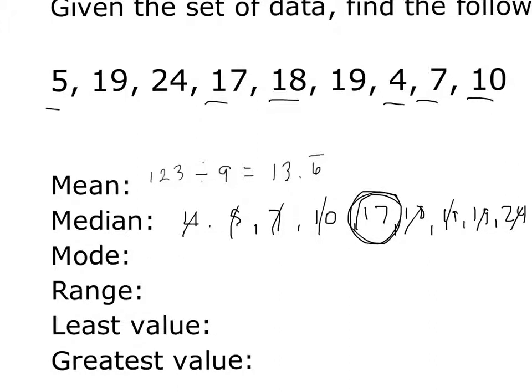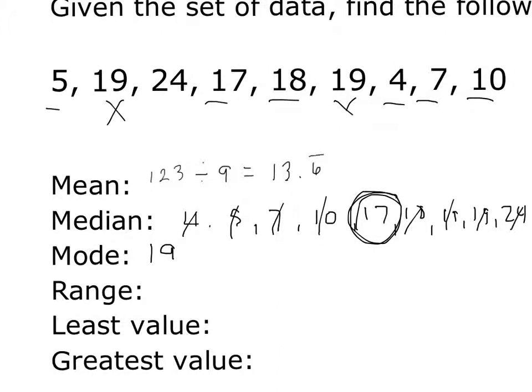Mode. Mode is the one that shows up most frequently. Well, you'll see that you have two 19s. That's the only one that happens twice. So your mode is 19 because it appears most frequently. Okay, your range is another easy one.